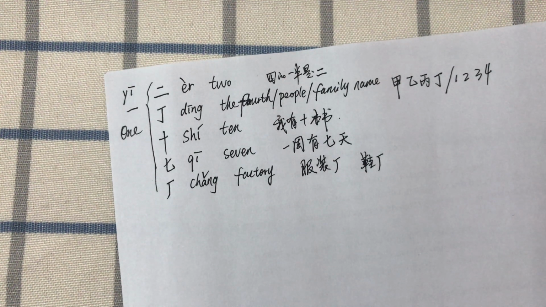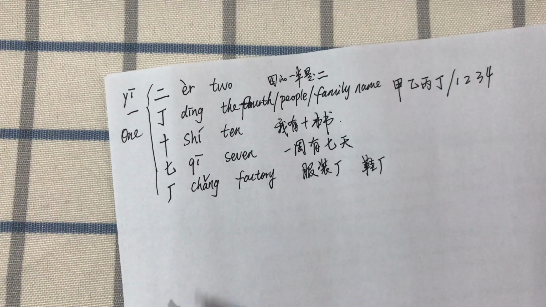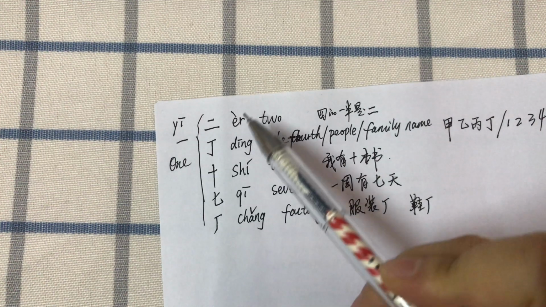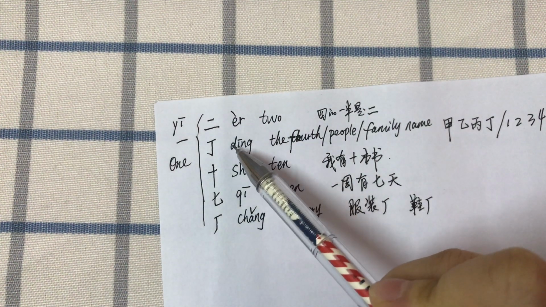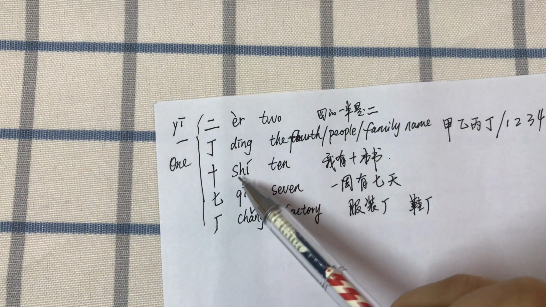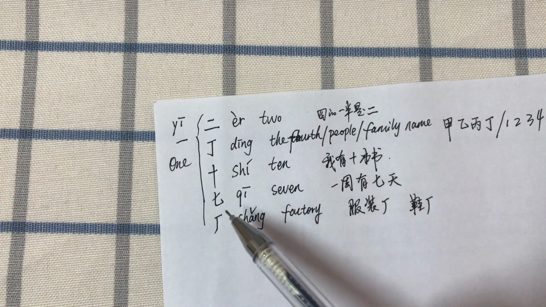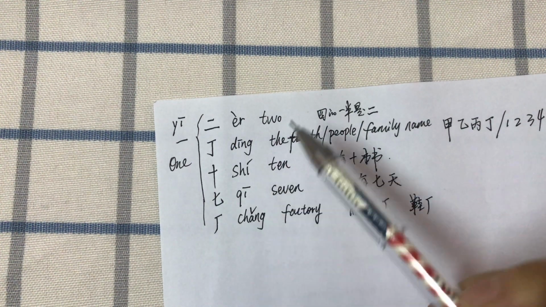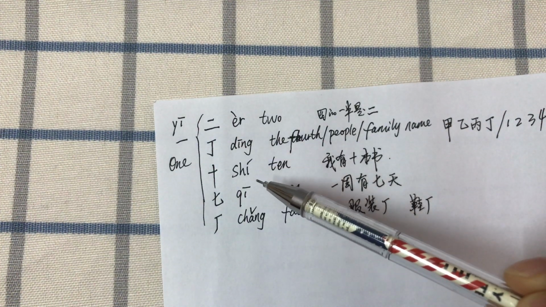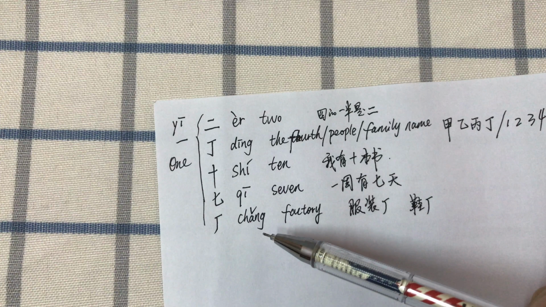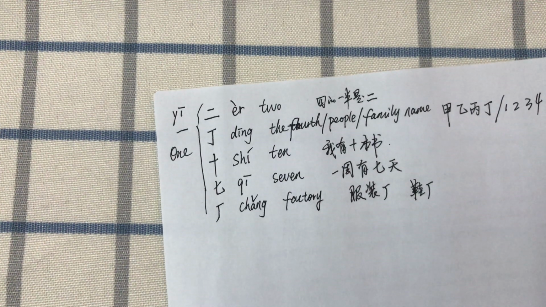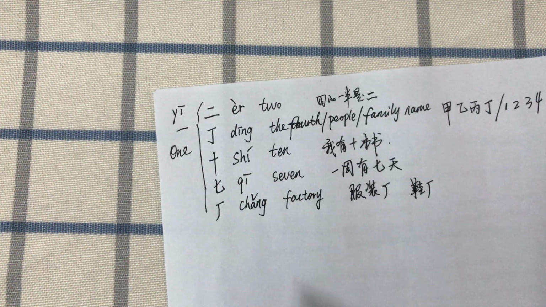In our previous episodes, we've learned what we can get if we add a stroke on 一. Let's review it first. 二、丁、十、七、场。Today, let's learn what we can get if we add a stroke on 二.